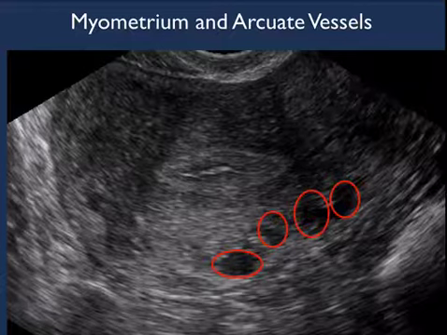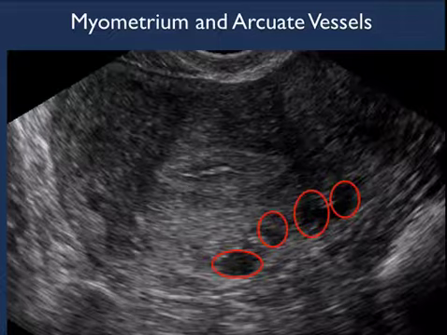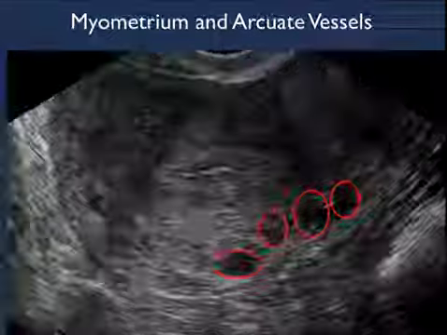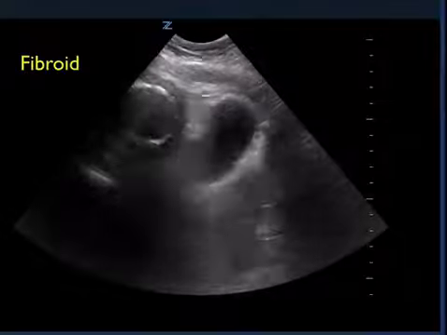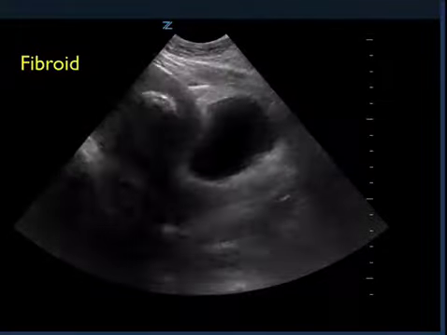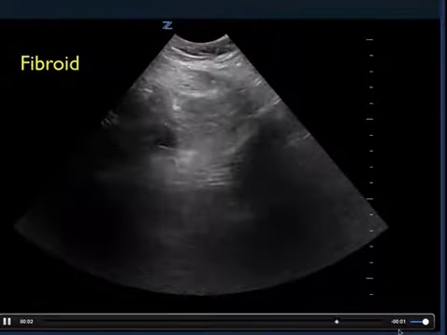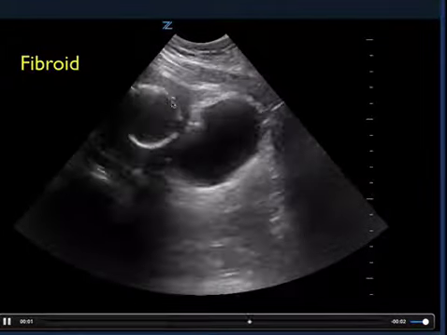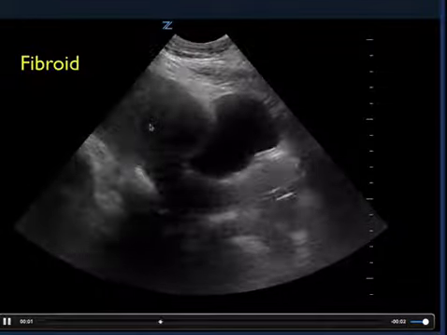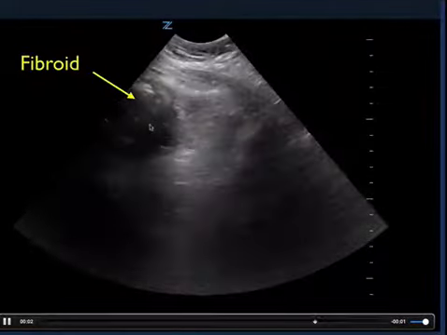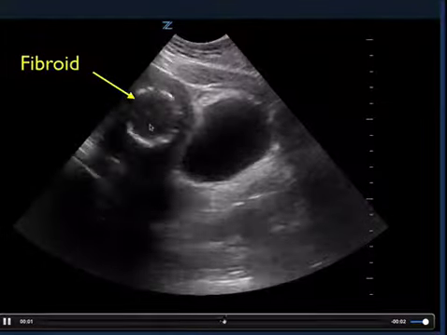When we go on to look at the myometrium, we will notice the arcuate vessels along the myometrium, and we can put color flow on them to confirm their vascular nature. Sometimes within the myometrium, we will see some irregularities, which may be hyperechoic or hypoechoic, such as this structure. This structure actually represents a calcified fibroid within the myometrium.